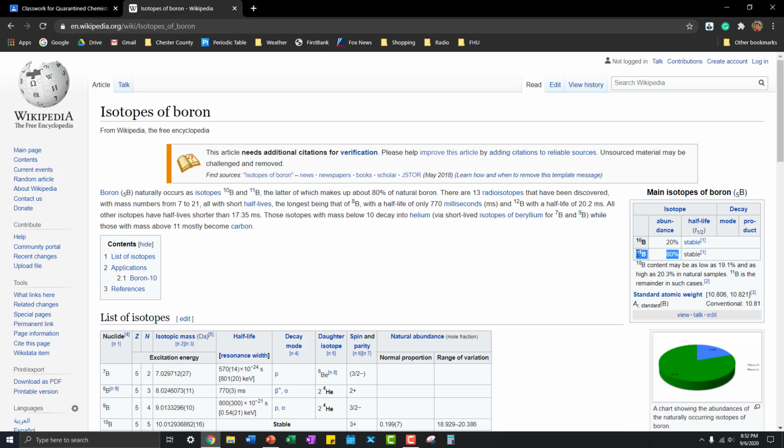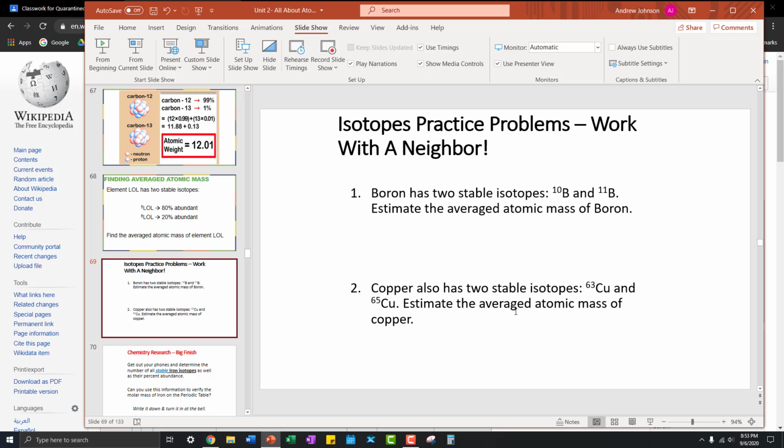So if you look on the periodic table, boron weighs 10.81. So that takes into account 80% weighs 11, but 20% weighs 10. And so that's why the average atomic mass, if you look on the periodic table of boron, is like 10.8 or something like that. So let's go to the next example, copper.